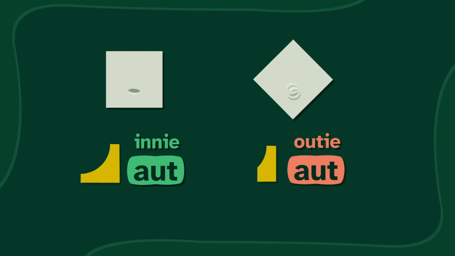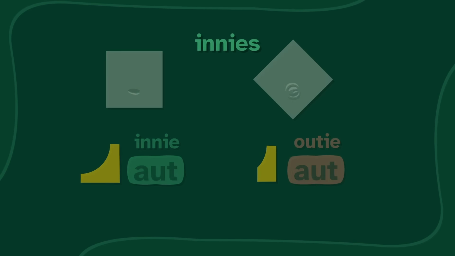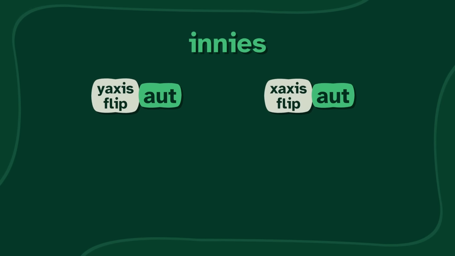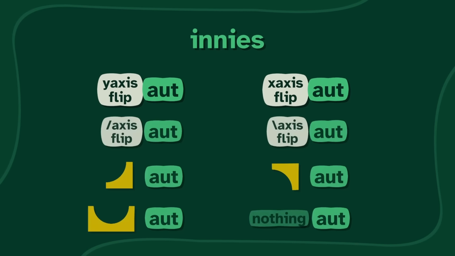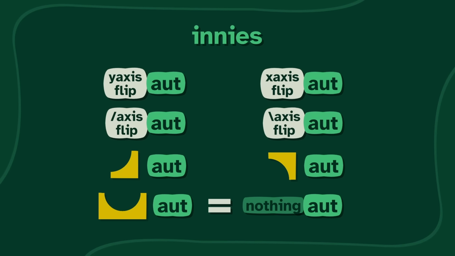And there are a bunch of other automorphisms. It's not just these two. So let's try to find the rest of them. Finding the innies is easy. We just apply each of the symmetries. There's a y-axis flip automorphism, an x-axis flip automorphism, and so forth. We have 8 innies. But they're not all unique. The half-pipe automorphism is equal to the nothing automorphism.